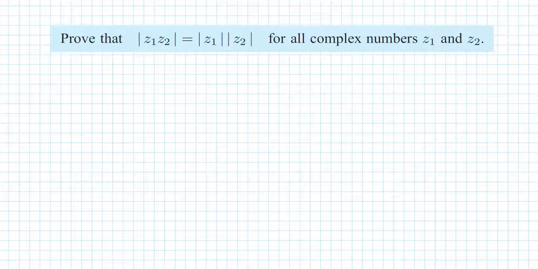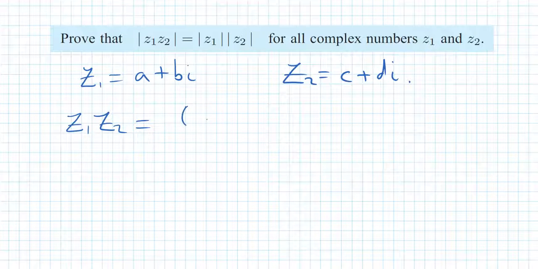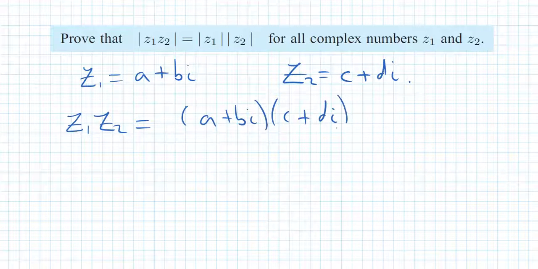Okay, so to start with, let's make up some general expressions for each of these complex numbers. So we'll say that z1 is a plus bi, and we're going to say that z2 is c plus di. Okay, so I think that we better start off with that left-hand side. First of all, before we even go there, I suppose we better start by thinking about just what z1 z2 is, right? Well, that's going to be a plus bi multiplied by c plus di, okay?